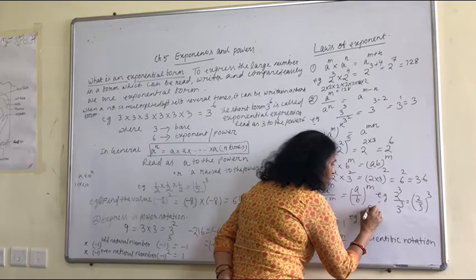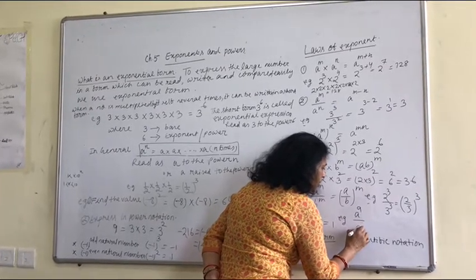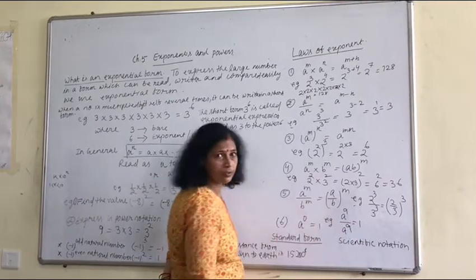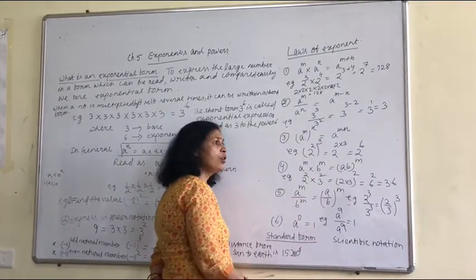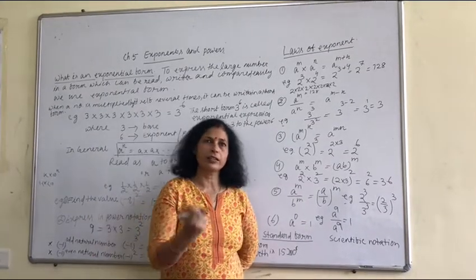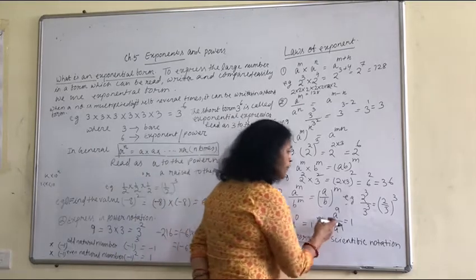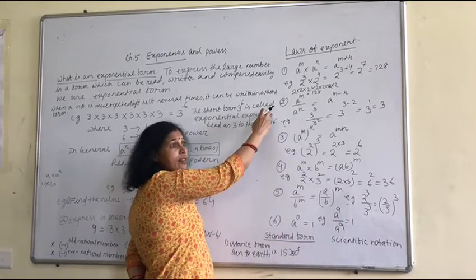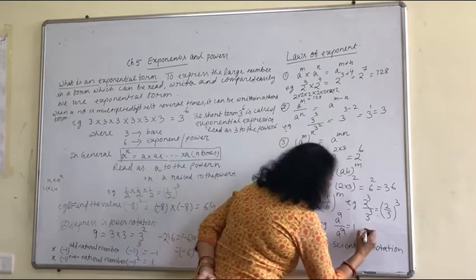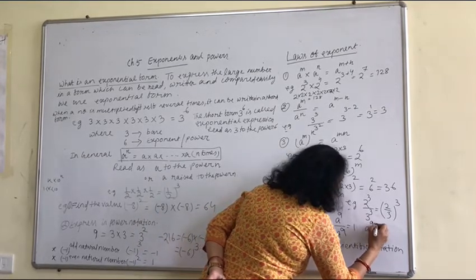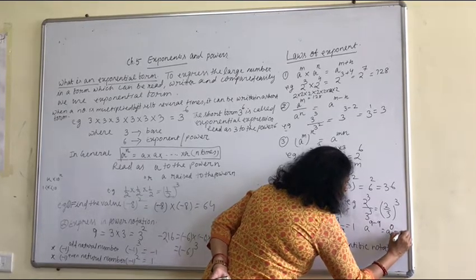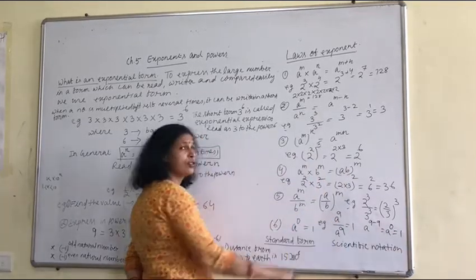A to the power 9 divided by a to the power 9 is also 1. Numerator and denominator are the same, so you divide and the result is 1. If we use law number 2, because both the bases are the same, a to the power 9 minus 9 is a to the power 0. You already know this is 1.